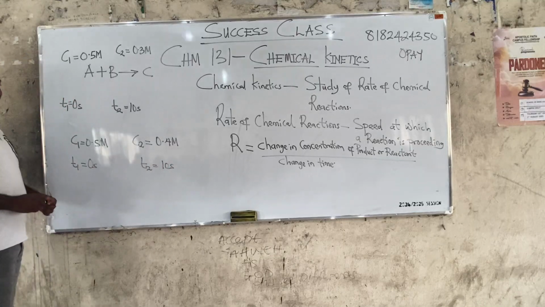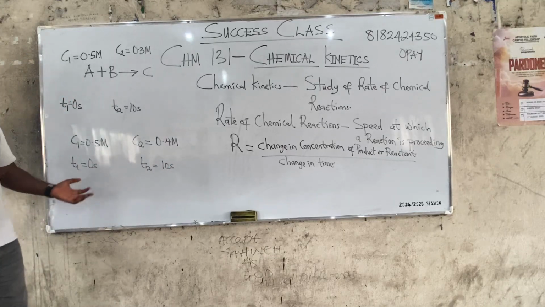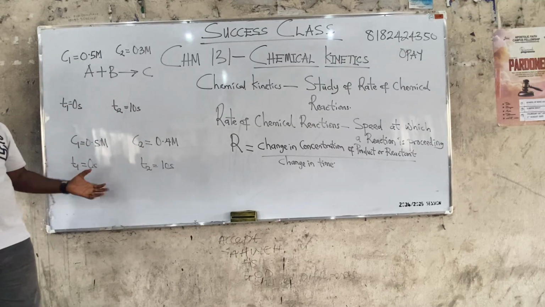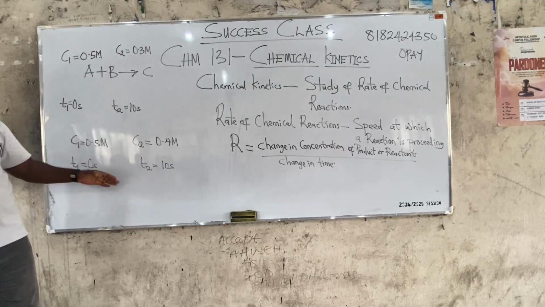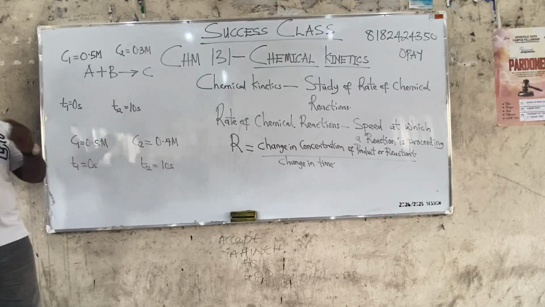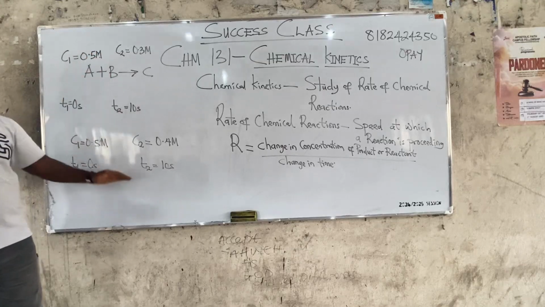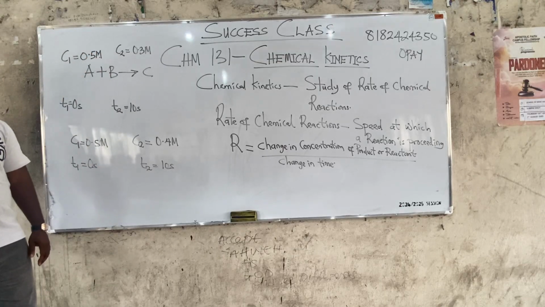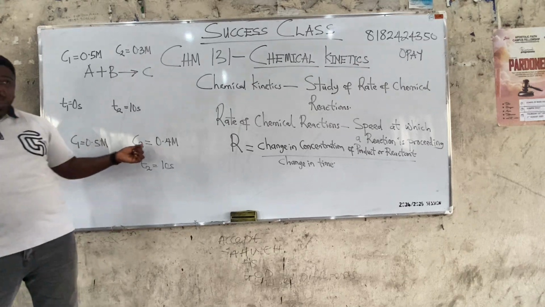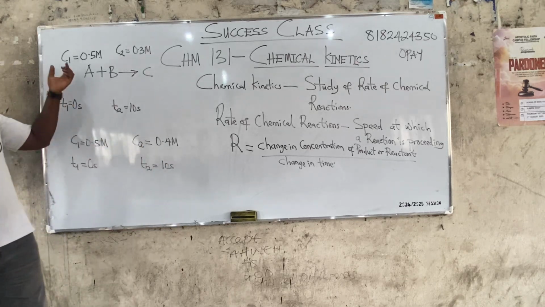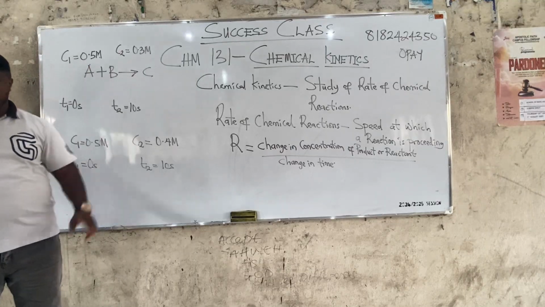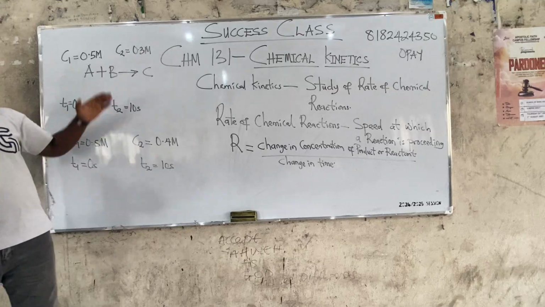After 10 seconds, class, looking at the change in concentration in a similar time interval, which will you say reacted faster? Which of these models will you say is the reaction occurring faster? Is it A or is it B? Because in 10 seconds, the reaction moved from 0.5 to 0.4. Someone is saying B. Well done. And in the same 10 seconds, the reaction moved from 0.5 to 0.3. In which of these cases is the reaction occurring faster?